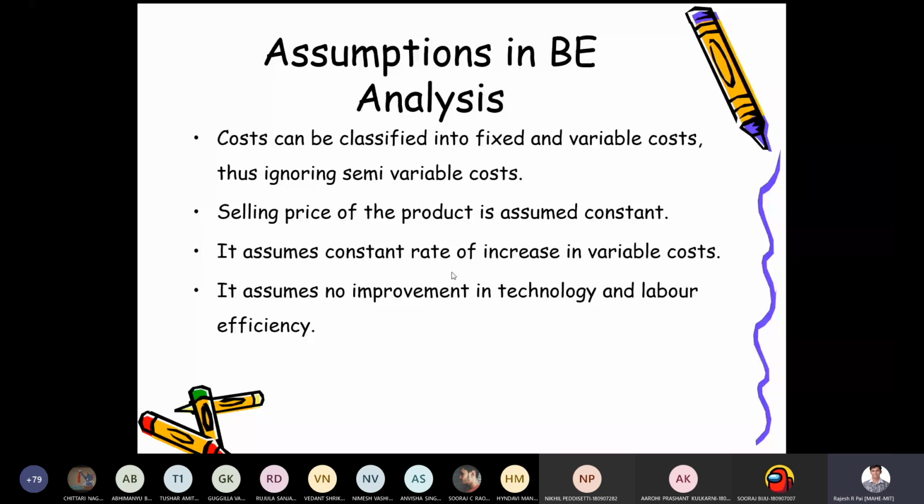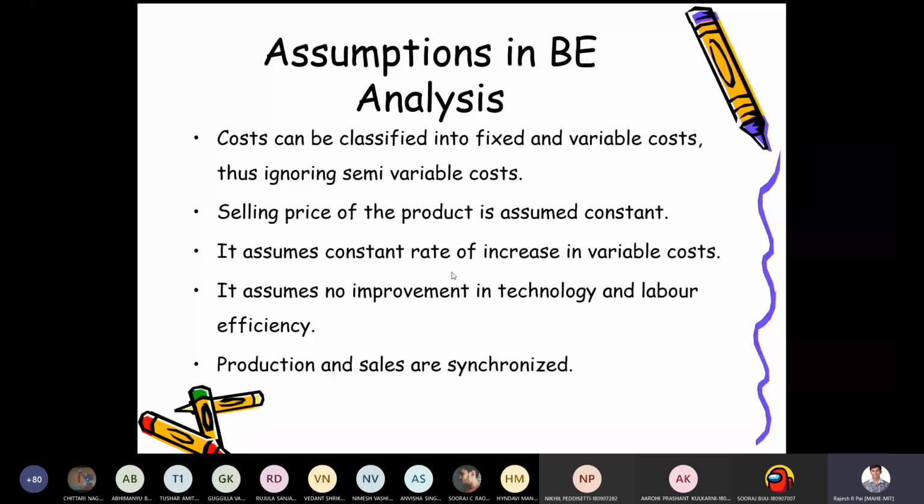Then production and sales are synchronized. We assume that for each production there will be an equal number of sales. In practical situations production and sales will not be synchronized to a larger extent, but in calculating break even analysis we assume that the production and sales are synchronized. So these are some of the assumptions.